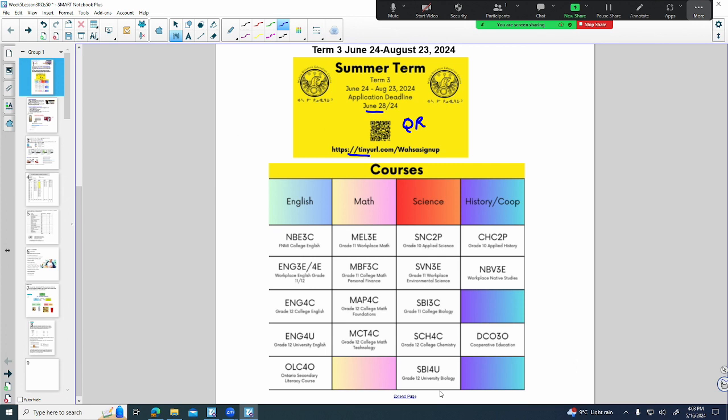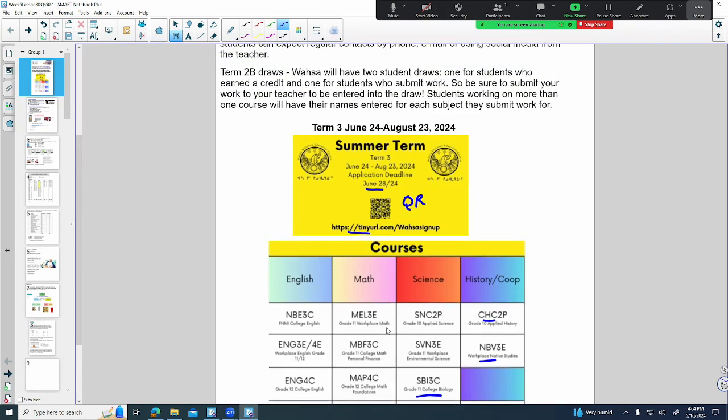For the sciences, we have grade 10 applied, grade 11 workplace, grade 11 college biology, the SBI 3C. If you're needing the grade 12 college chemistry, SCH 4C, or the grade 12 university biology, which is the SBI 4U. Co-op is also available, DCO 3O. And for history, we have CHC 2P, which is the grade 10 applied history, and the NBV 3E, which is the workplace native studies. So lots of courses available for you to take during the summer term.